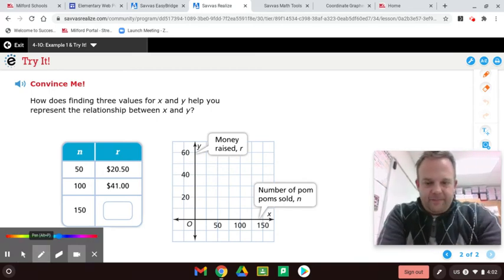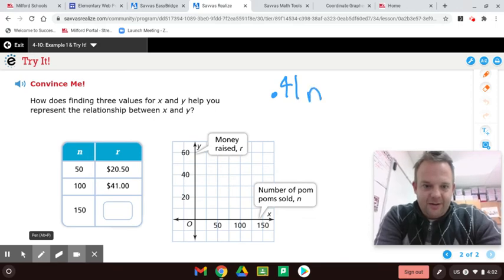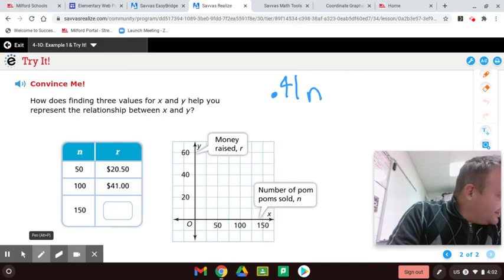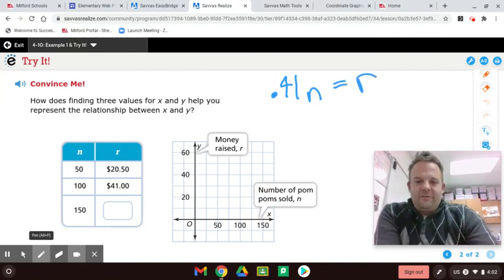Let me get the pen up. Remember, you're allowed to use a calculator. You can see why we're allowed to use a calculator. All right, so 41 cents, 41 hundredths times N. And then I'm just double checking, times N equals R, equals the money raised.